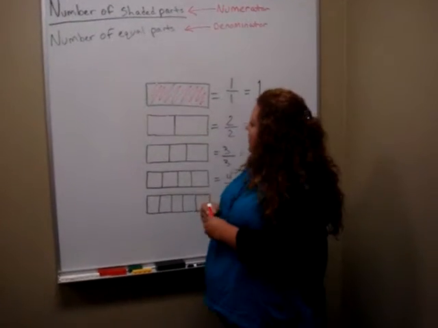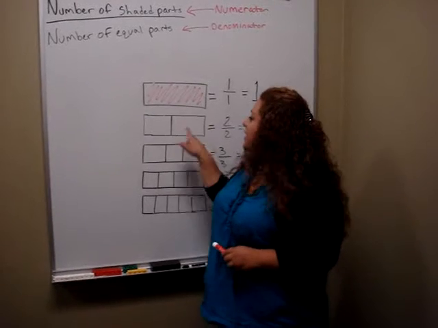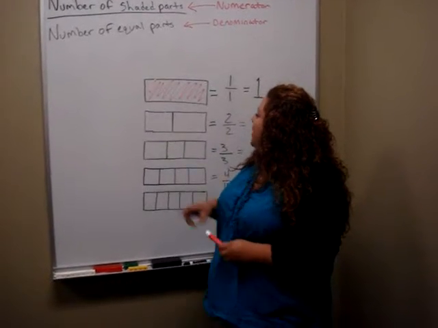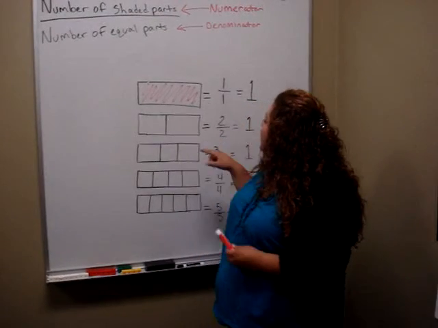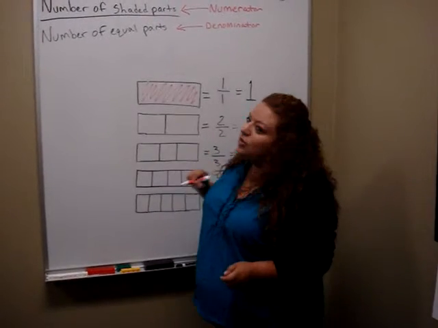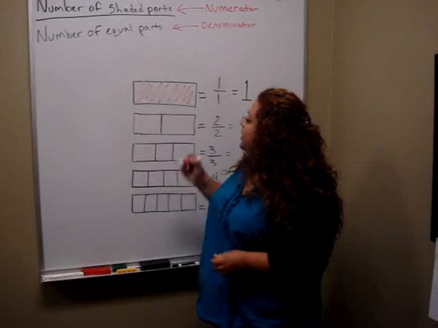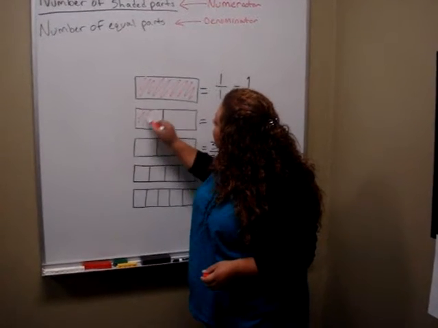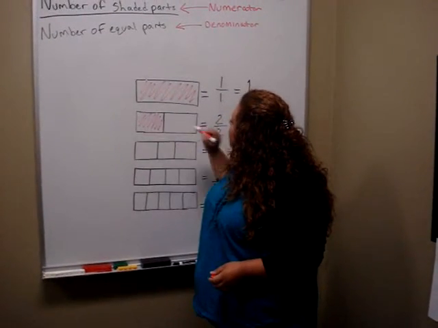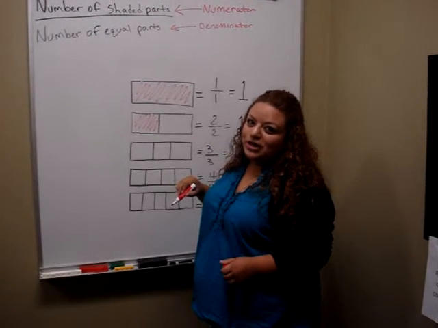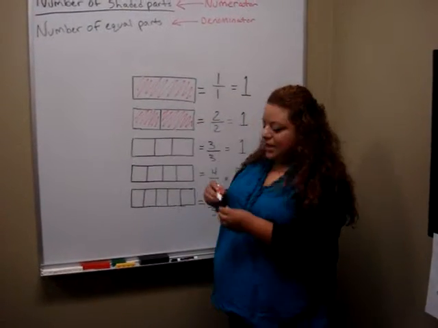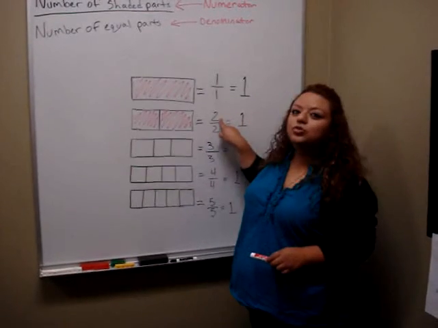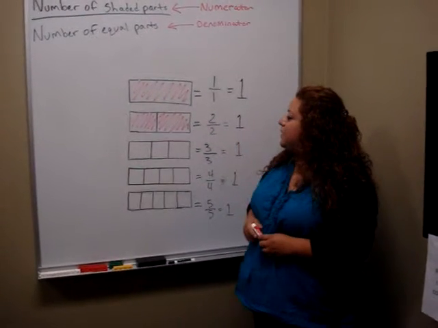Now here we have the rectangle split in twos. So we have 2 pieces, which make 1. And in order for us to get the whole, we're going to shade it. If I were to leave it like that, it would be 1/2. But I'm going to have both of them shaded in, and that equals 2/2, which is 1.